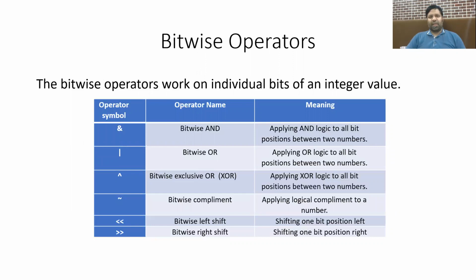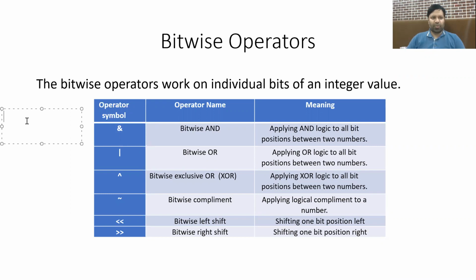Bitwise operators. Now bitwise operators basically operate on the individual bits of an integer number. So what you need to remember is that you are not going to take the decimal value into account. You are going to take the binary value into account. For example, the first bitwise operator is AND. You know what is AND? AND is if both are true, the final answer is true, otherwise the answer is false.